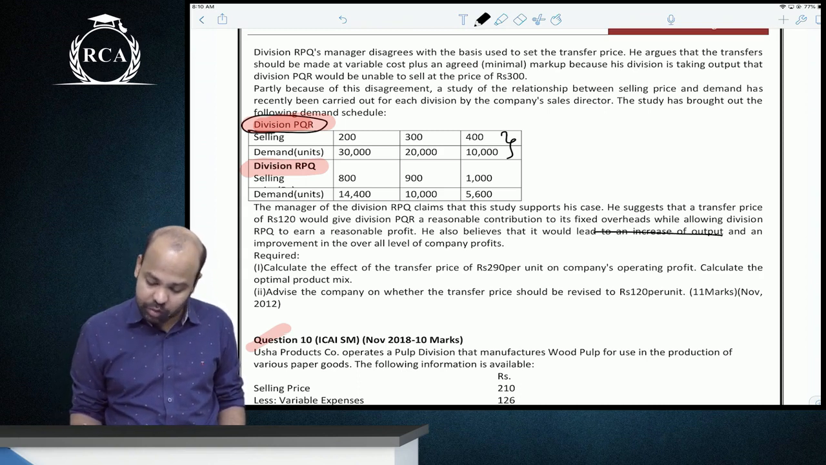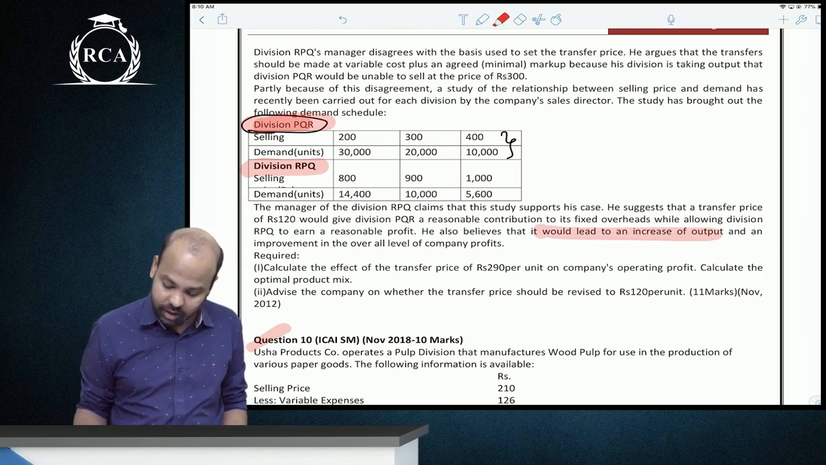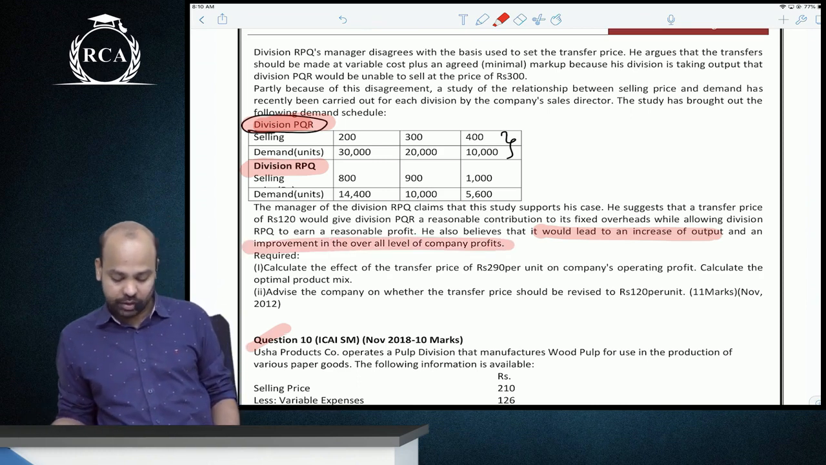Lead to increase in output, son, he is talking about himself. He says that his output will increase. How will it happen? I'll tell you, son. Improvement in the overall level of company's profits.